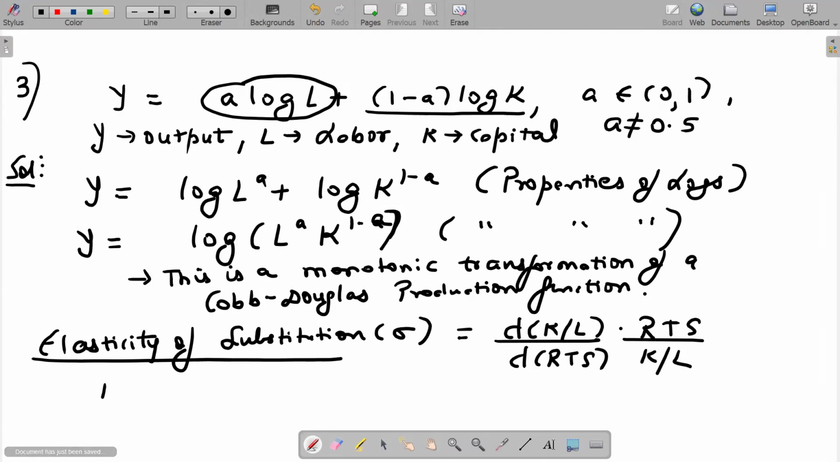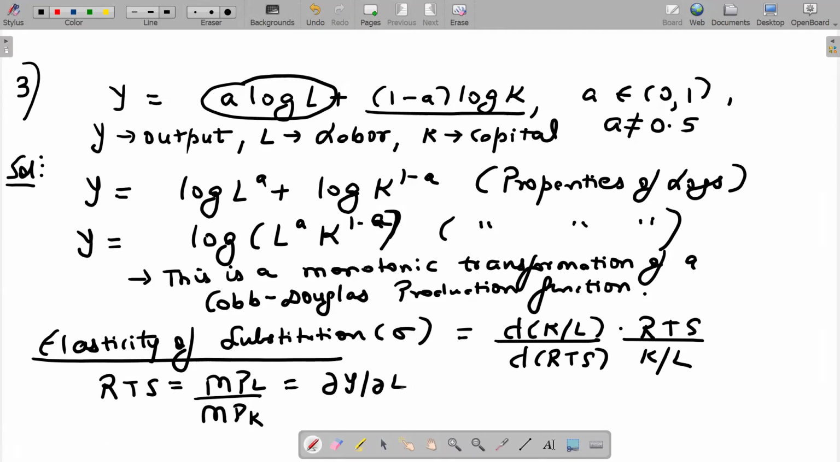Let's calculate the RTS. Rate of technical substitution is nothing but MPL over MPK in absolute terms. MPL is del Y over del L. MPK is del Y over del K. Del Y by del L, if I differentiate the production function with respect to L, I get 1 over L alpha K 1 minus, it's not alpha, let me correct myself guys, it's A. I am actually more habitual to using alpha, that is why I wrote alpha.